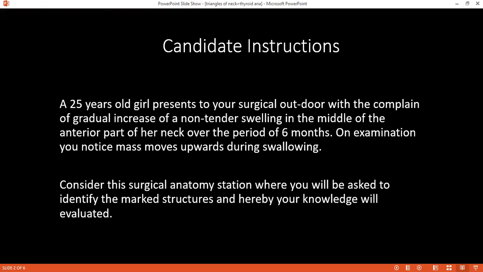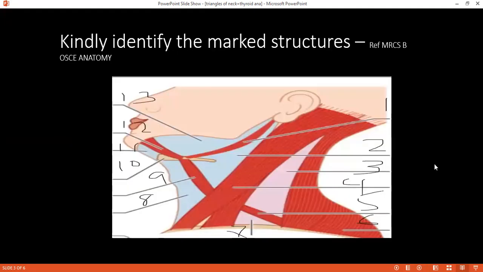Right. So if you have read and understood this surgical anatomy station, kindly tell me how would you divide the triangles of the neck? The triangles of the neck are divided into the anterior triangle and the posterior triangle by the sternocleidomastoid muscle. The anterior triangle's base is the angle of the mandible, its posterior border is the sternocleidomastoid muscle, and its anterior border is the midline of the neck.